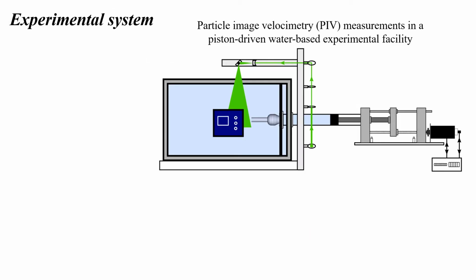The flow field velocities in the emerging unsteady DPI flow were measured using time-resolved PIV in a piston-driven water-based experimental facility as illustrated here. The DPI model is placed in an acrylic tank filled with water, and the flow through the DPI is driven by a piston that is operated and controlled by a stepper motor. The PIV images were recorded using a high-speed camera focused on a longitudinal plane outside the DPI mouthpiece exit, which was illuminated by a laser light sheet.